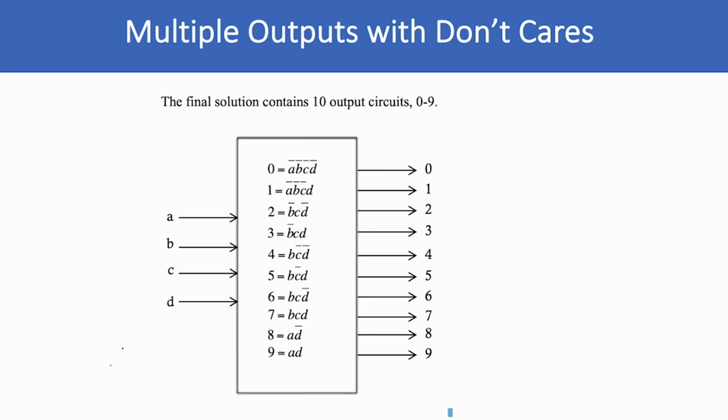Okay, so here's the final output. Here's the final function, and you can see that we have the 4 inputs. We have the logic associated with each of the outputs. 0 is going to be A bar, B bar, C bar, D bar, and then on down the line, 9 is going to be A, D.